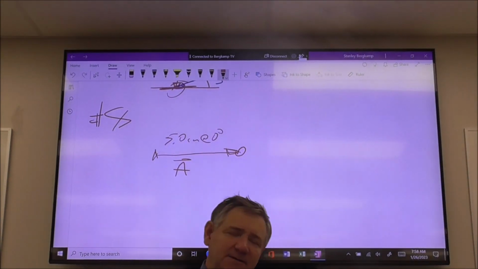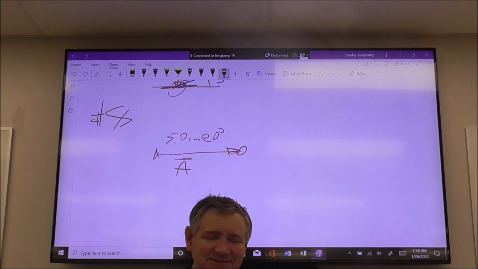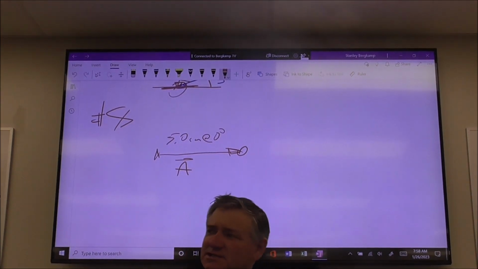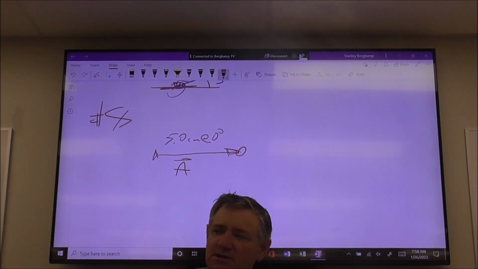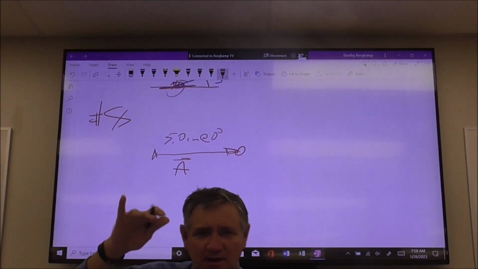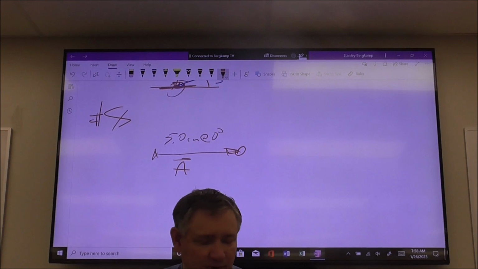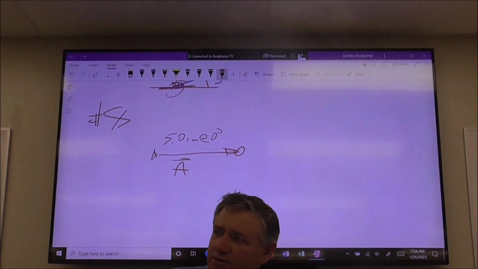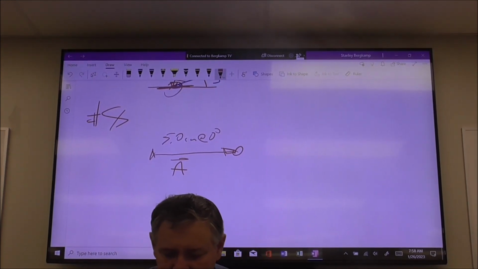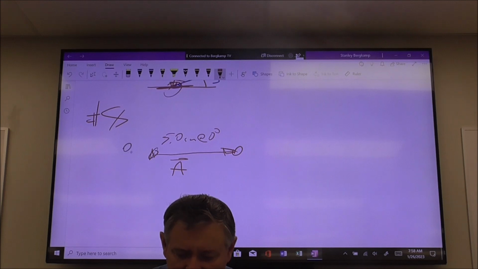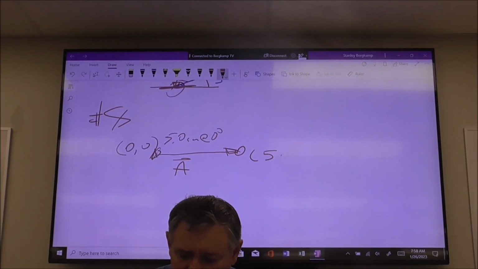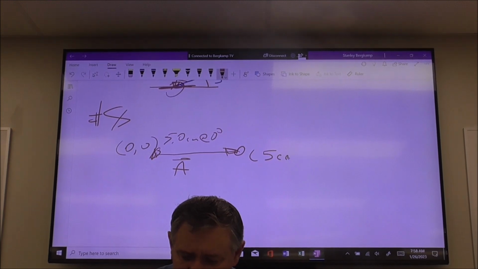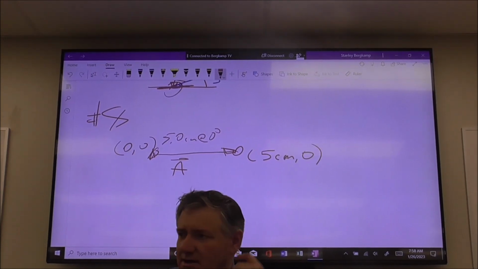Angel goes, "Miss Brookhamp, man, I don't like angles. I'm more of an XY Cartesian kind of guy, you know?" Okay, we can work with that too. So the other way that I could tell Bailey to get to that point is that I could give her a coordinate system. I could say, Bailey, you're going to start at the point 0, 0, and you're going to walk out to the point with a coordinate system of 5 centimeters and 0.